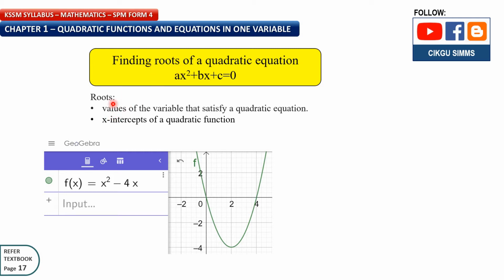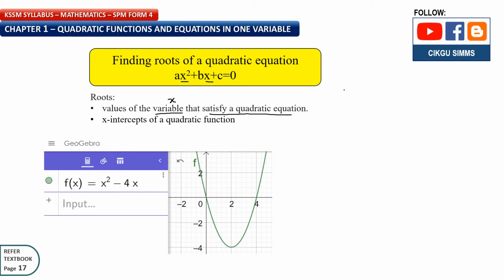Okay, so here are some definitions of roots. Roots are the values of the variable that satisfy a quadratic equation. And roots are also the x-intercepts of a quadratic function. That seems hard to understand, but let me make it simpler for you. So values of the variable. In this general equation, the variable is x, right? That satisfy a quadratic equation.